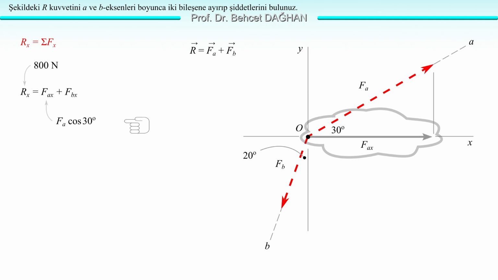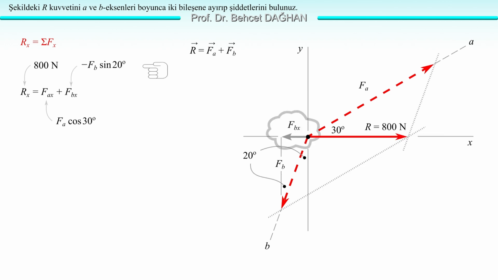Let's move on to Fb. Let's find its projection onto x. The projection of Fb is also seen in the figure. It is in the negative direction. We know the angle Fb makes with the y-axis. We can also find the angle it makes with the x-axis. But there's no need. We can also write Fbx using these 20 degrees. Fbx is equal to Fb times sine 20. But it is in the negative direction. Therefore, we won't forget to write that minus sign. We will write it ourselves. Because it is also seen in the figure. Fbx is negative. Fbx equals minus Fb sine 20 degree.